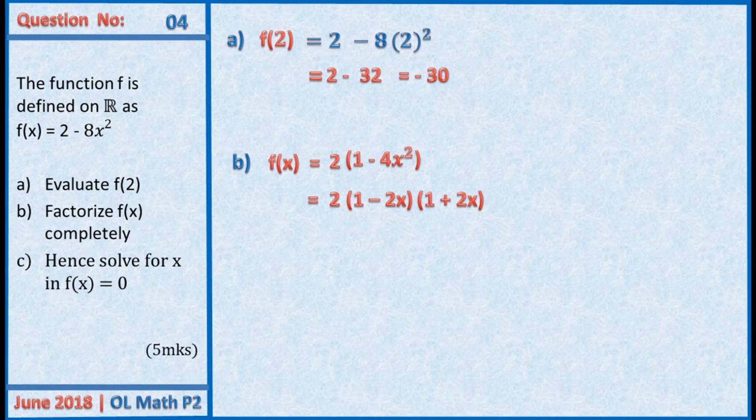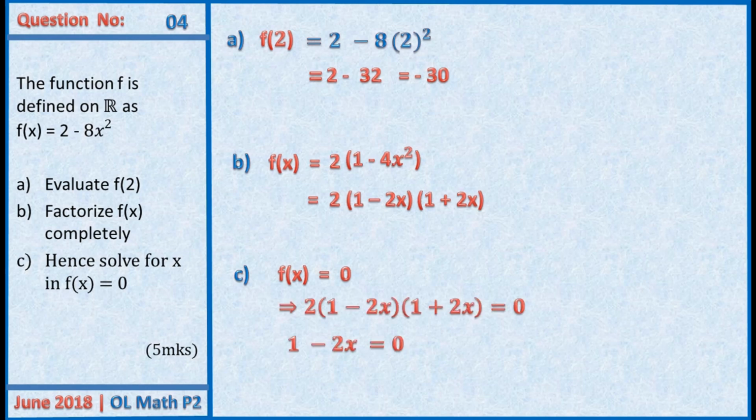The C part states that we hence solve the equation f of x equals 0. The word hence here means you must continue with the previous answer to solve. So hence f of x equals 0 implies 2 into all of that equals 0. And according to quadratics, it means either the first factor equals 0 or the second factor equals 0. And when we solve for each, x will be equal to a half or x will be equal to minus a half.